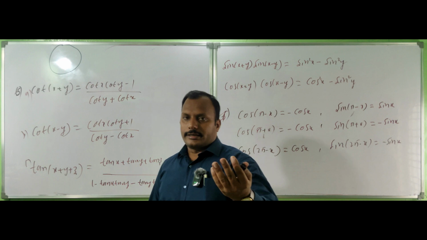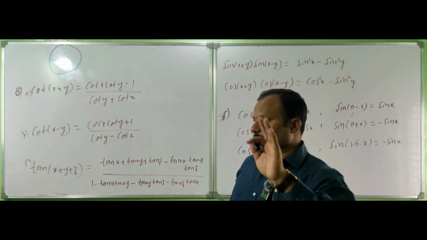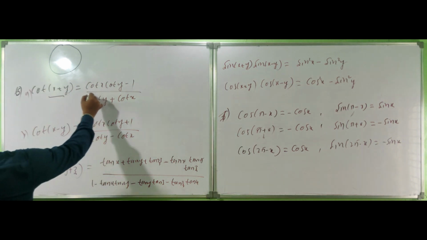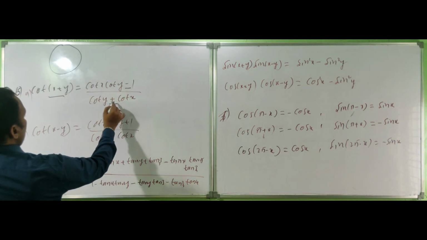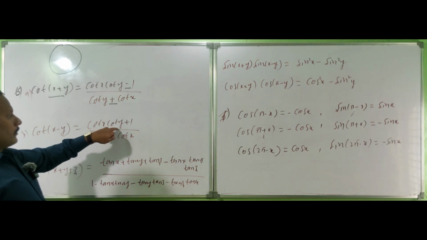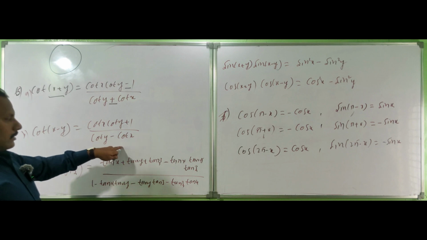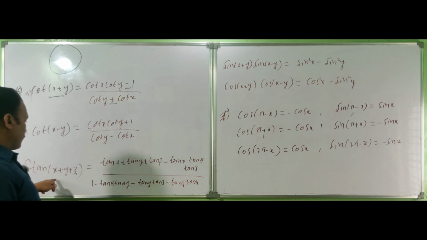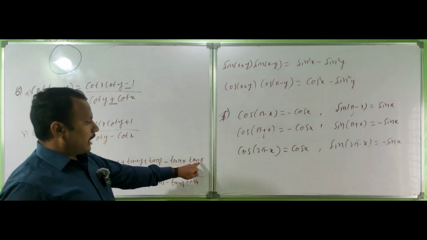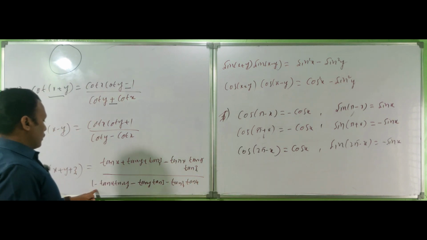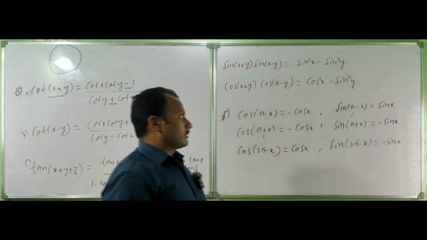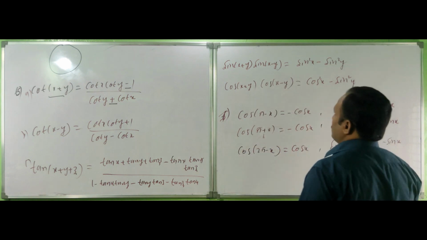Here, over there you divide by cos x cos y; here I have divided by sin x sin y. Cot of x minus y is equal to cot x cot y plus 1 divided by cot y minus cot x. Tan of three angles: tan of x plus y plus z is equal to tan x plus tan y plus tan z minus tan x tan y tan z, divided by 1 minus tan x tan y minus tan y tan z minus tan z tan x.